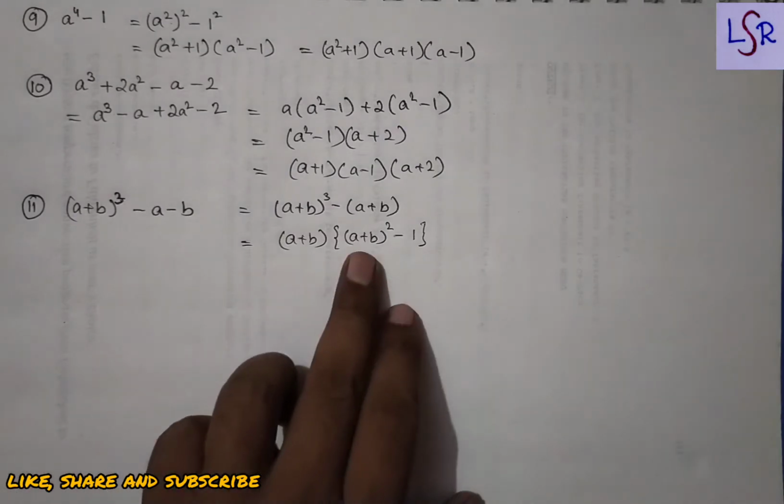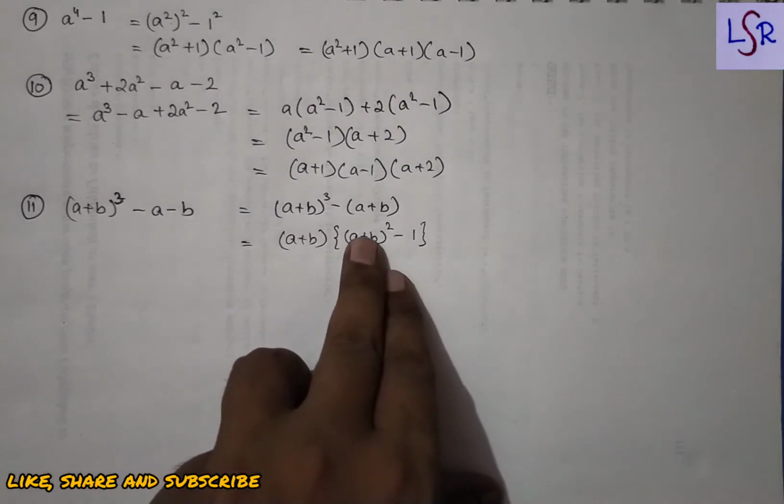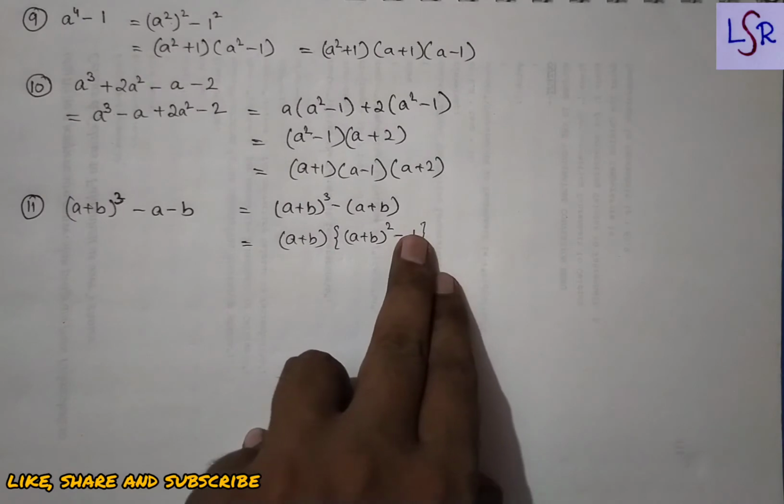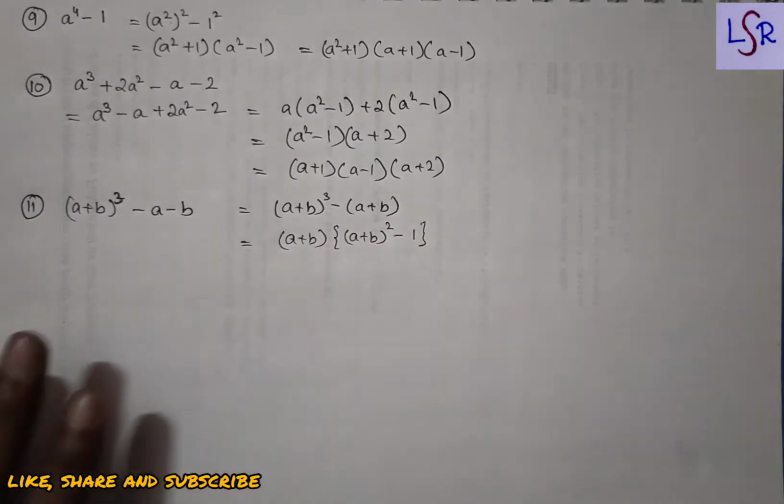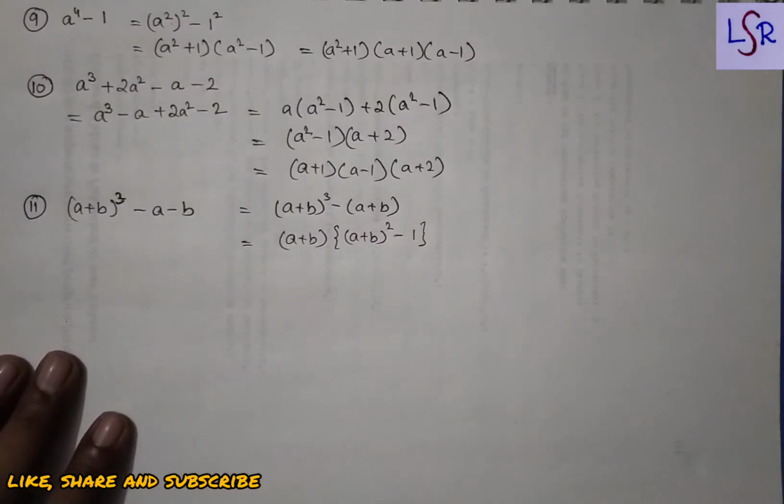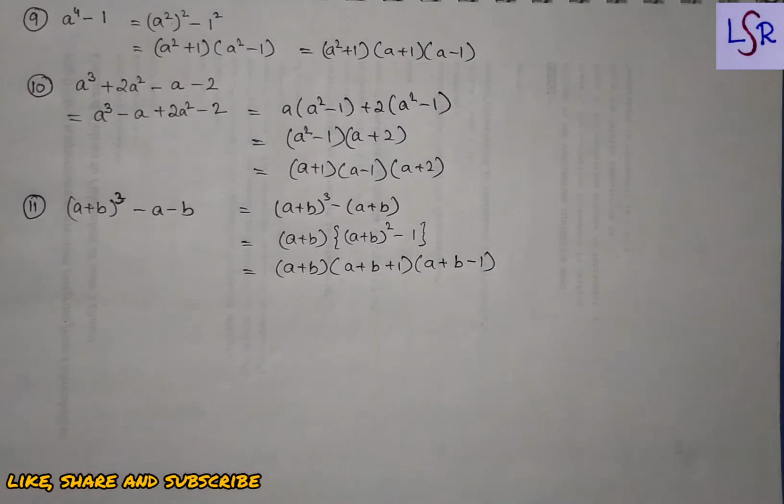Now we are having this expression in the form of a square minus b square, and it can be written as a plus b and a minus b. And here we have got this one.